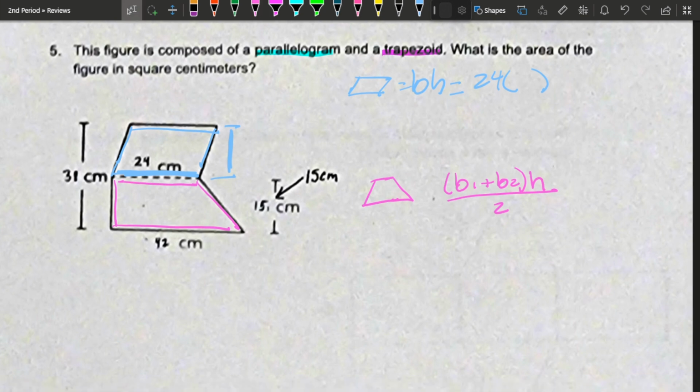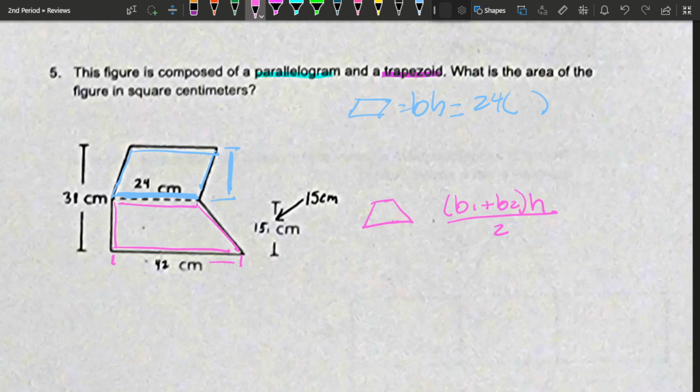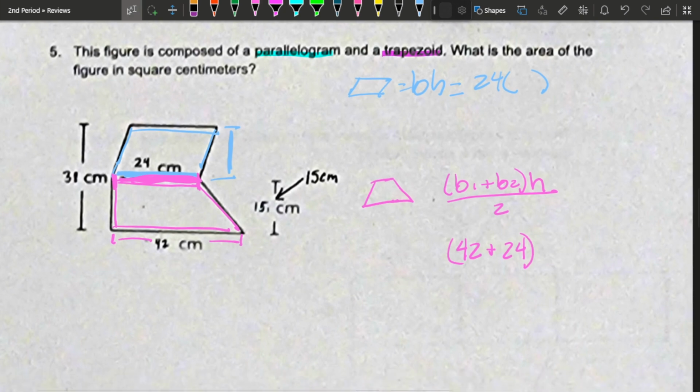So let's look at this. Do we know base 1 right here? Do we know how long this is? How much is that? 42. Very good. Plus, do we know this distance right here? From here to here is what? Right there. It's given to you. Not 21, but 24. Okay? We're going to add that. Then we're going to multiply by the height. Do we know how tall this thing is? What does it say right there? 15. The height of the trapezoid is 15. Once we do the top, then we divide by 2.